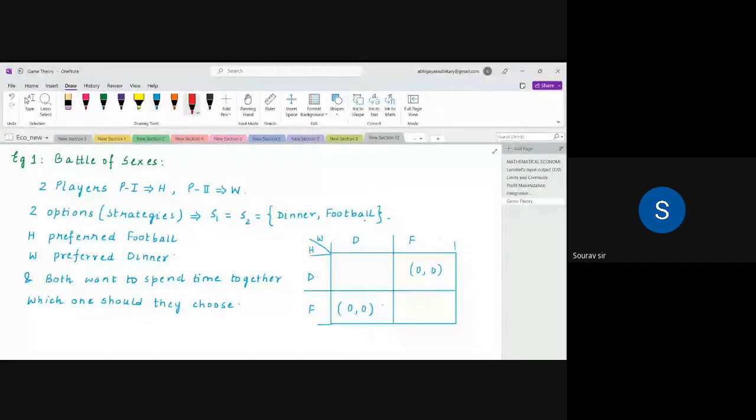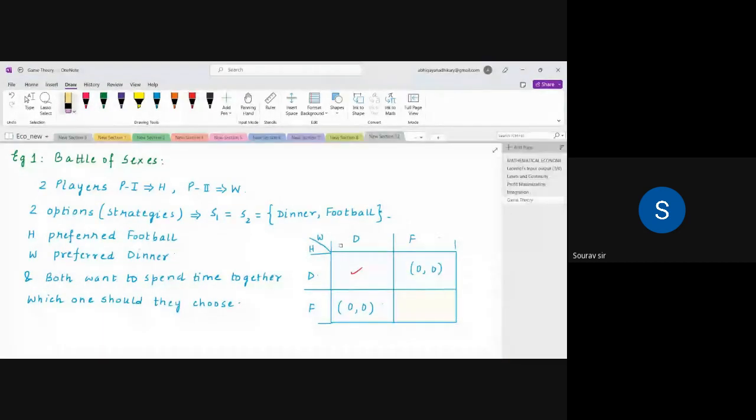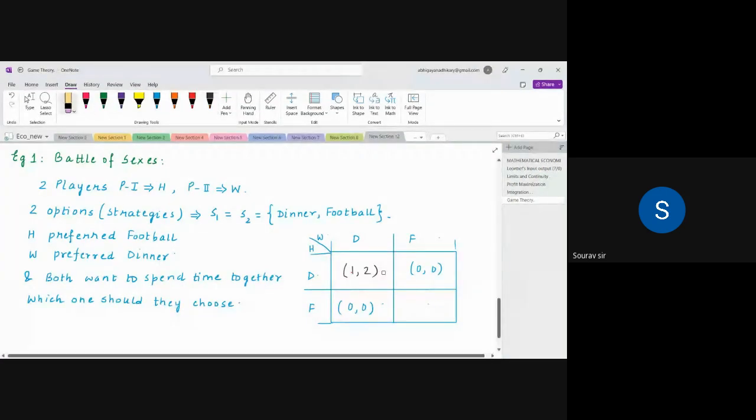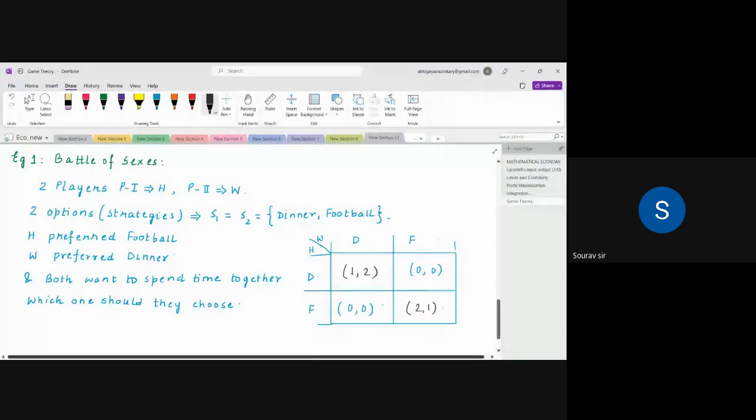Now comes the first entry, dinner and dinner. Since in this case, both of them would be together, they get the satisfaction of staying together. But since it was the wife's better alternative, the wife would get a higher utility than the husband. So let us say it is 1, 2. 1 is the utility of the husband, and 2 is the utility of the wife. And similarly for the bottom box, it's football and football. So both of them are staying together. So the togetherness utility is there, but the husband prefers that. So it will be 2, 1.